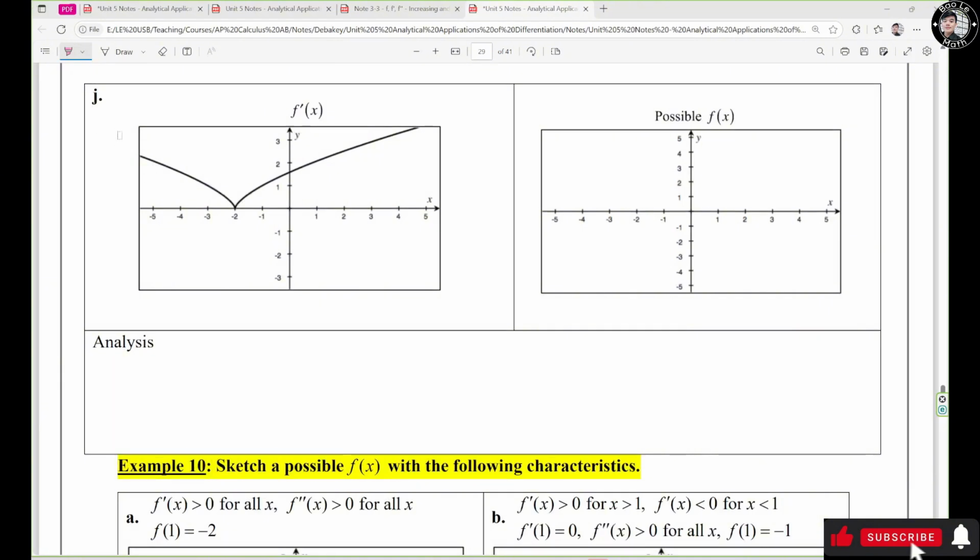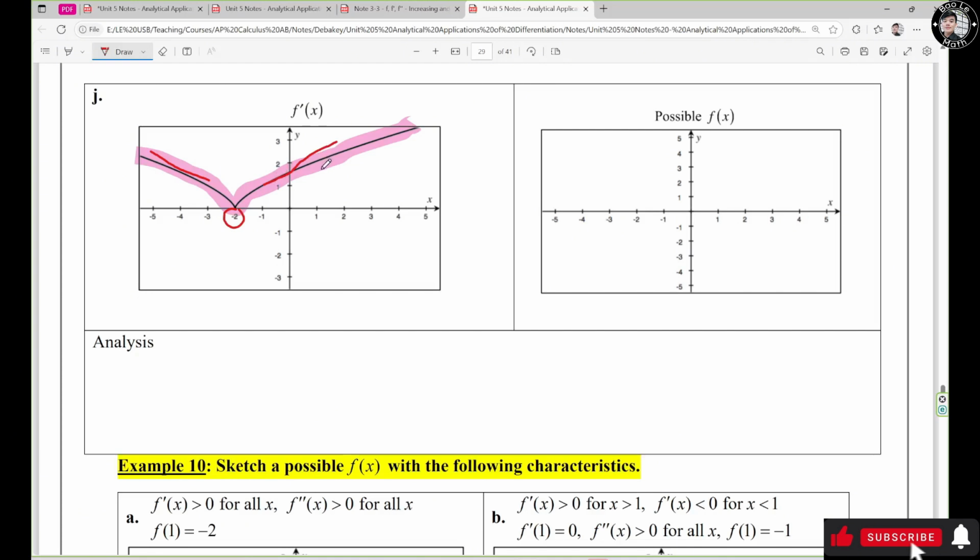We know that f prime of s is greater than 0 from negative infinity to positive infinity, right? Except at s equals negative 2. And then the function f of s is increasing on the real numbers, right? Now, f double prime of s is less than 0 from negative infinity to negative 2. It tells us that the function f of s is concave downward on this interval, right? Similarly, the function f of s is concave upward from negative 2 to positive infinity, because f double prime of s is positive, right?